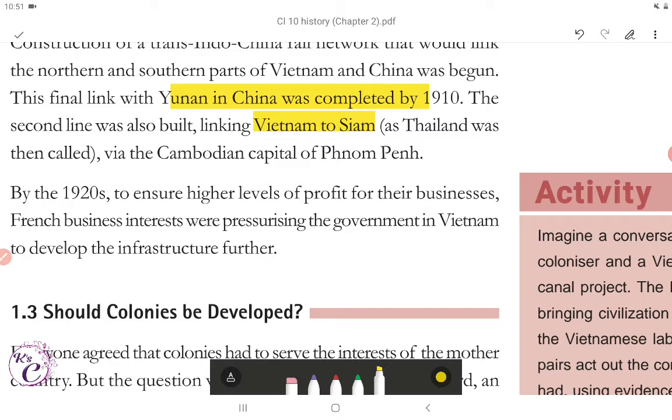The first link was between northern and southern parts of Vietnam and China, and the second one was from Vietnam to Siam, which is Thailand. It would pass through the Cambodian capital of Phnom Penh. Then by the 1920s, to ensure higher levels of profit for their businesses, French business interests were pressuring the government in Vietnam to develop the infrastructure further.